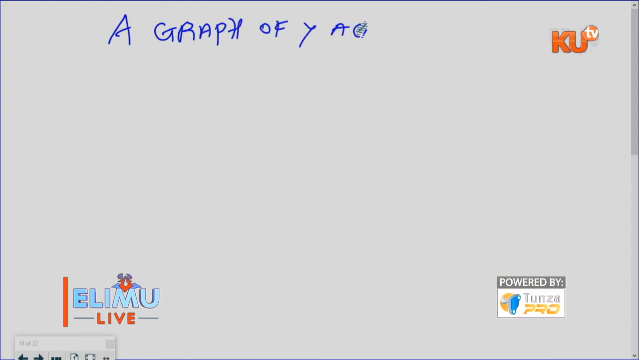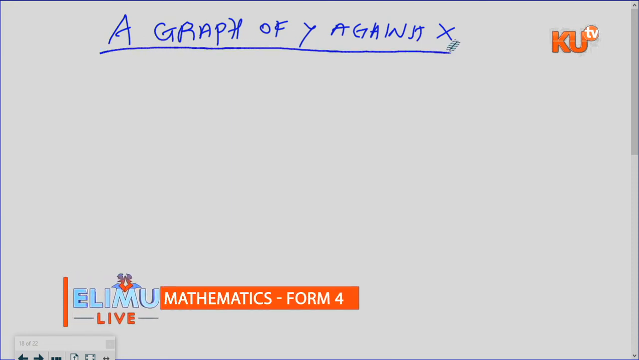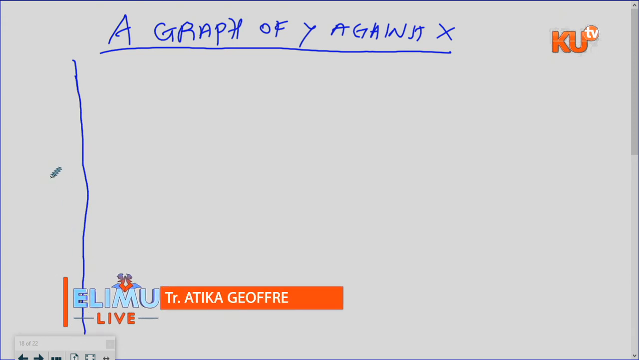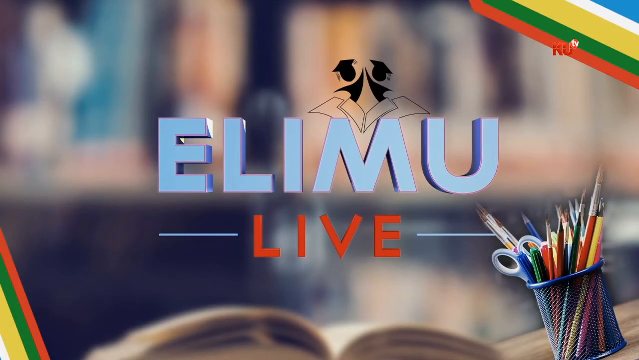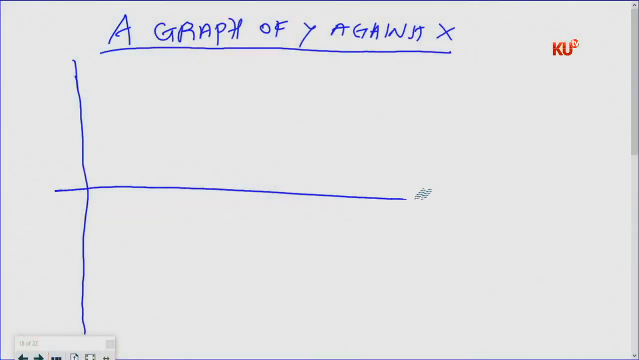So I'll be having a graph of y against x in capital letters. Then you underline. You must use a ruler to underline. Then I hope now, learner, you have your graph paper. We can continue. You can have the x-axis and the y-axis like that. Mine here is a sketch. I hope for you, learner, you have your graph paper.